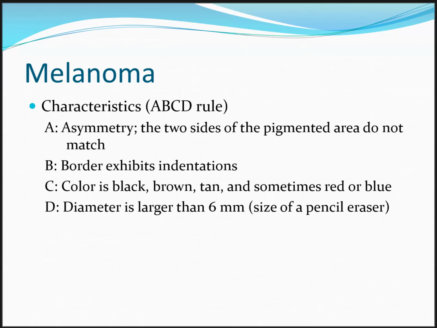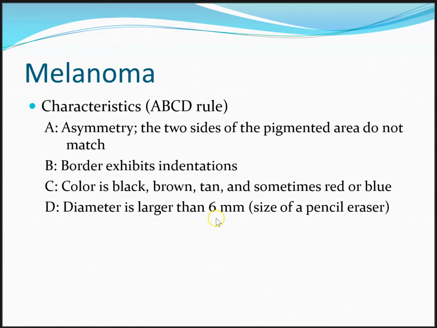Now, the characteristics of melanoma that you need to watch out for is asymmetry. The two sides of the pigment area do not match. So some regions of the melanoma are more pigmented than the other. And then you have border exhibitions or indentations. And then the color is really black or brown or tan, sometimes even reddish or blue. So it overall looks unevenly spread.